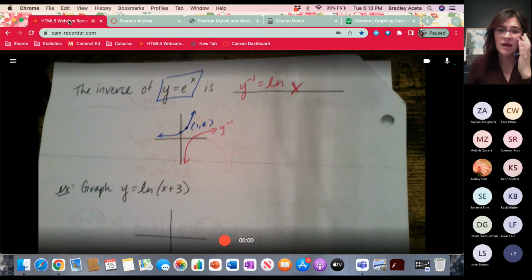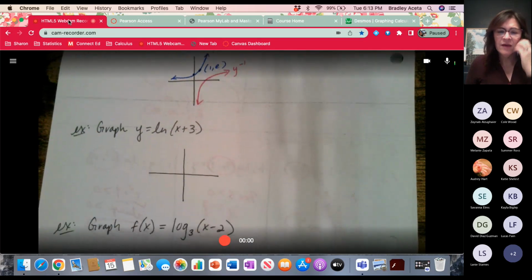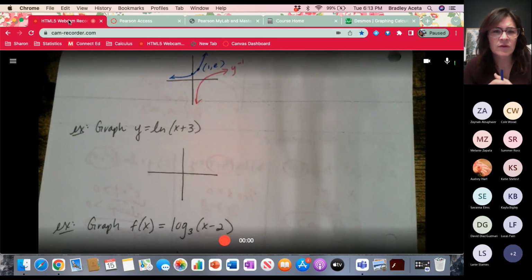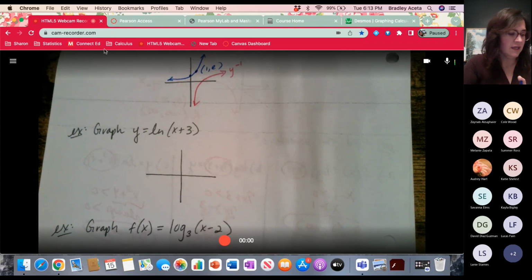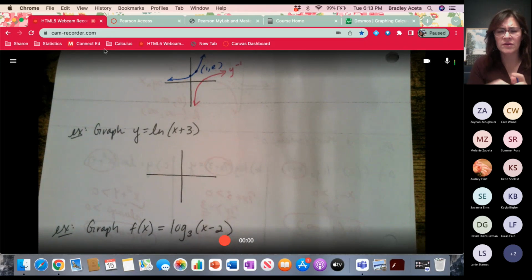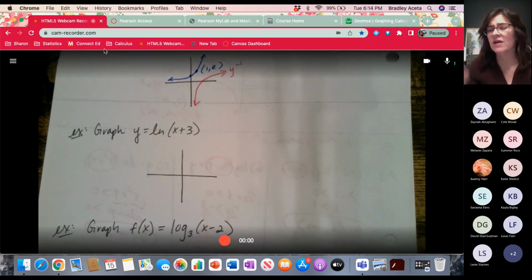Now, when you go to graph these, you really have to understand specifically how to graph it on Pearson. I'm going to show you how to do it right now. I looked up a homework problem on how to do that. A lot of my pre-calc students were struggling with just how to type it in on Pearson. So I'll show you how to do it.